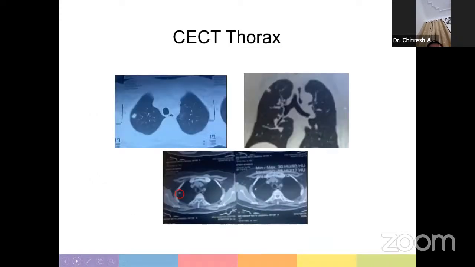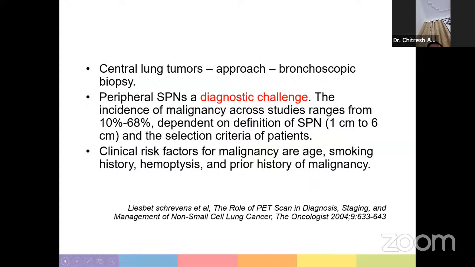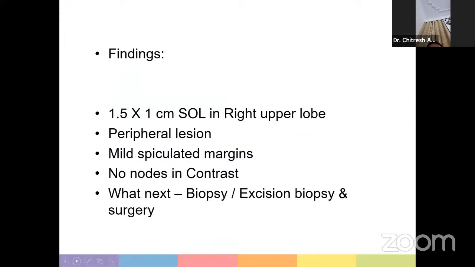So this was the contrast enhanced CT thorax, where you can see the peripheral lesion lying beautifully in the lobe. The finding was a 1.5 into 1 centimeter SOL in the right upper lobe, a peripheral lesion, mild spiculated margin, no nodes in contrast. So at this point, we have already decided that instead of going for a surgery upfront, we would do a biopsy to confirm that it is malignancy. Next slide, please.